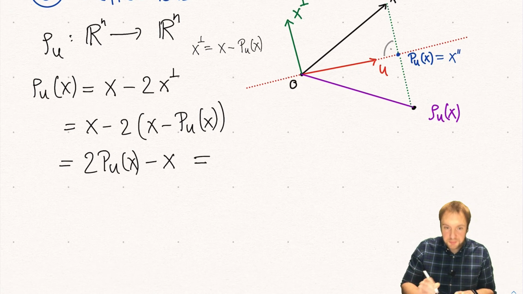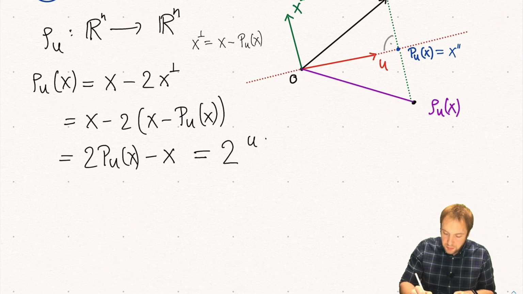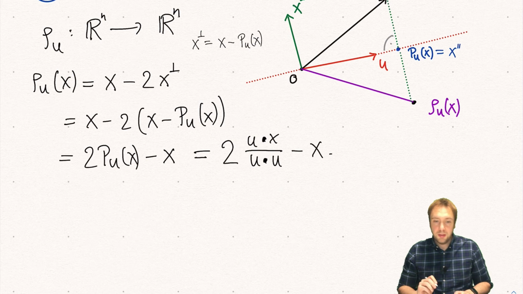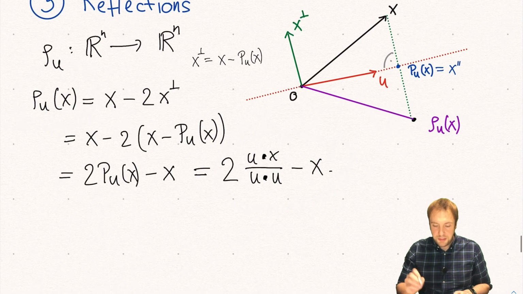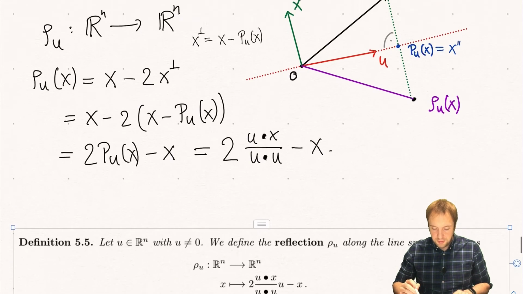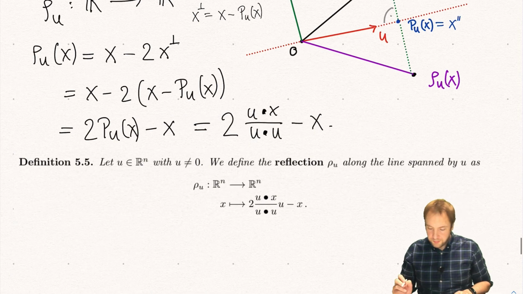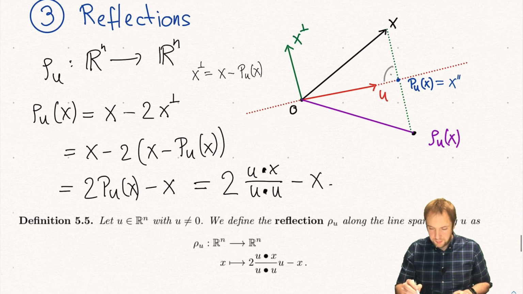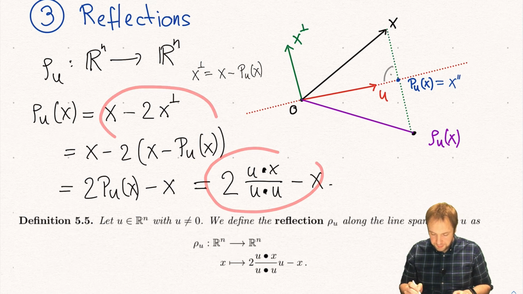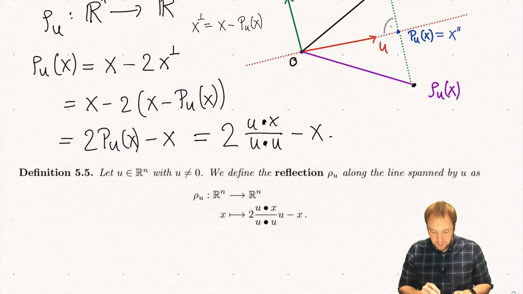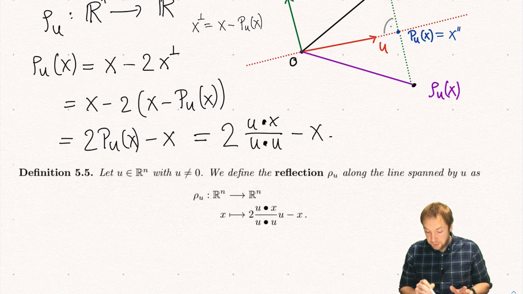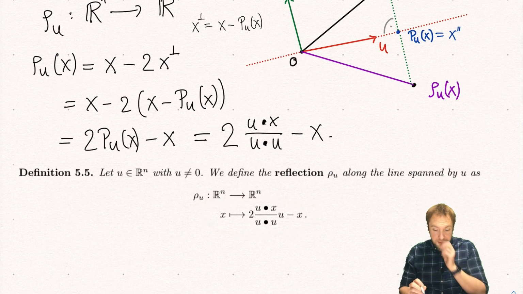And now we can use the explicit formula we had before. So this is 2 times the scalar product of u and x over the scalar product of u with itself, times u, minus x. And this will be the definition of this reflection. So this here now explains this maybe first complicated looking formula. So again, this u shouldn't be the zero vector, and then we define the reflection along the line spanned by u as this linear map here.